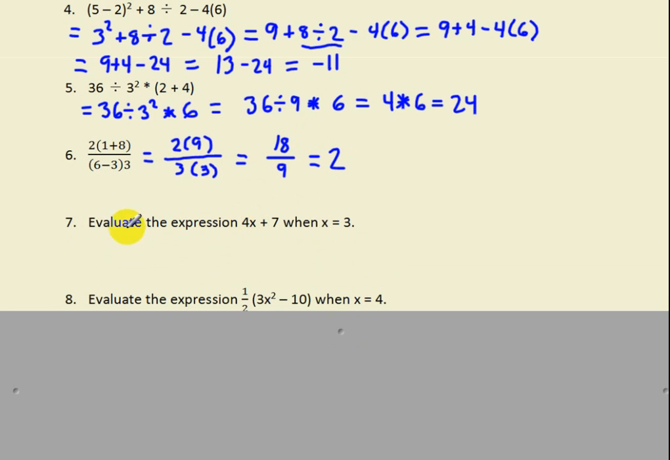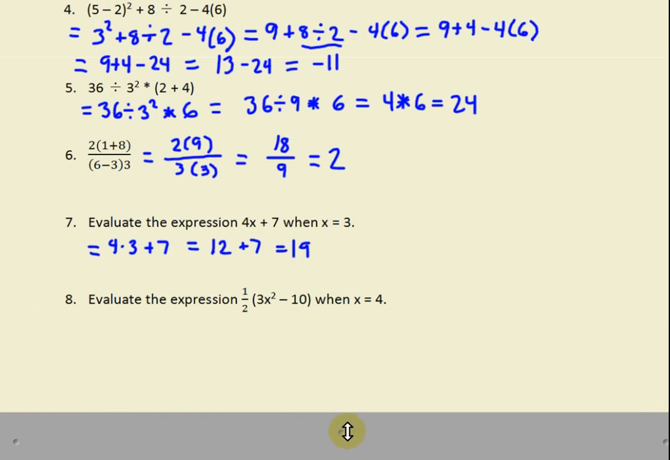Okay, now we want to evaluate the expression, so we're going back to section 1.1 where we have to substitute a value in place of a variable and then apply the correct order of operations. So first of all, substitute. So we have 4 times 3 plus 7. And now for our order of operations, we do the multiplication first. So that's equal to 12 plus 7, which gives us 19.